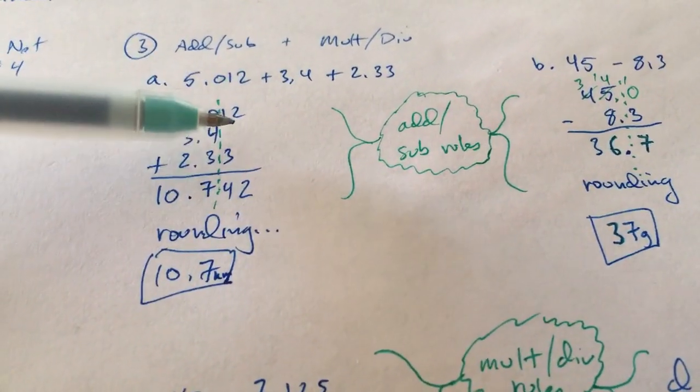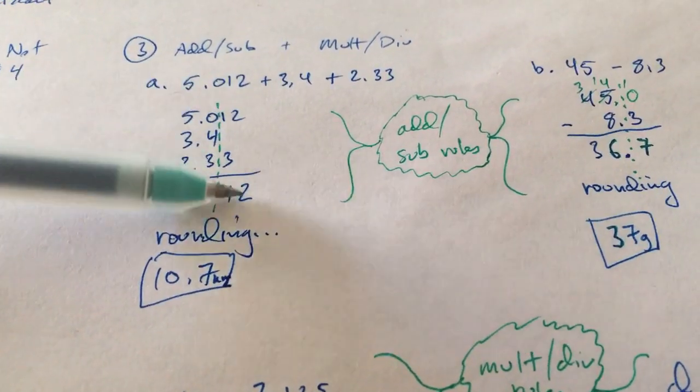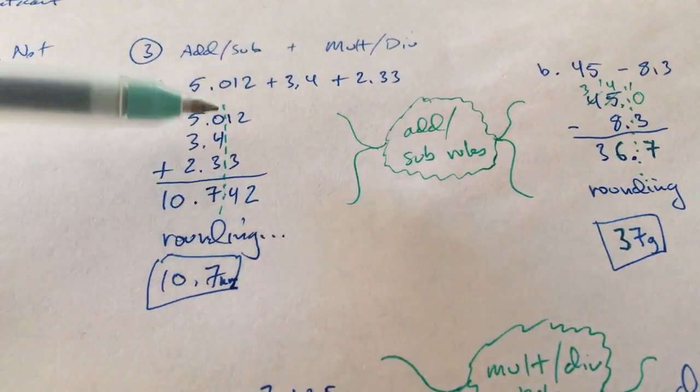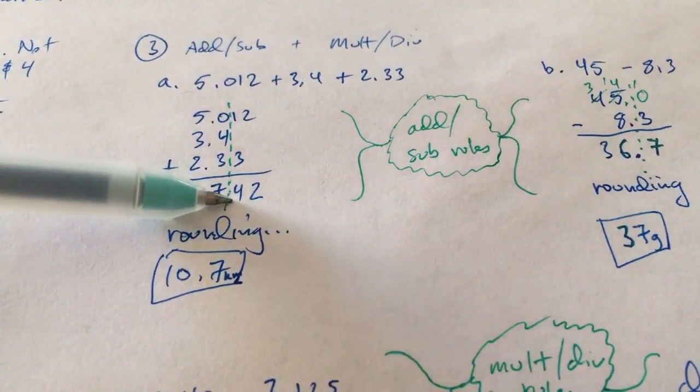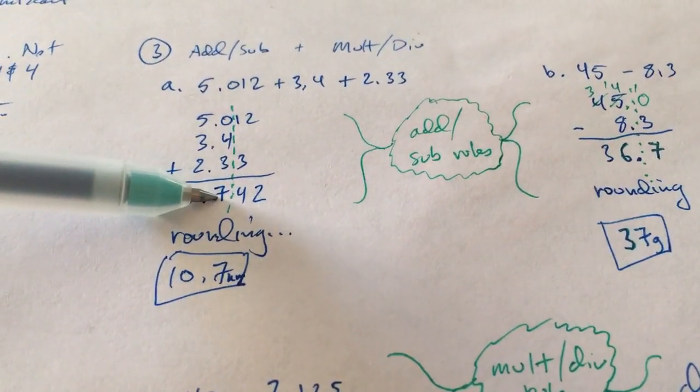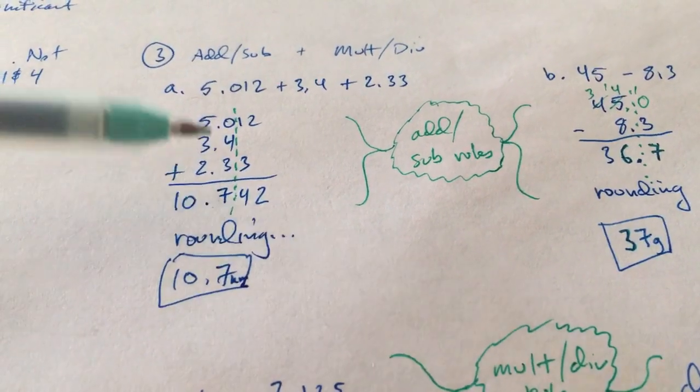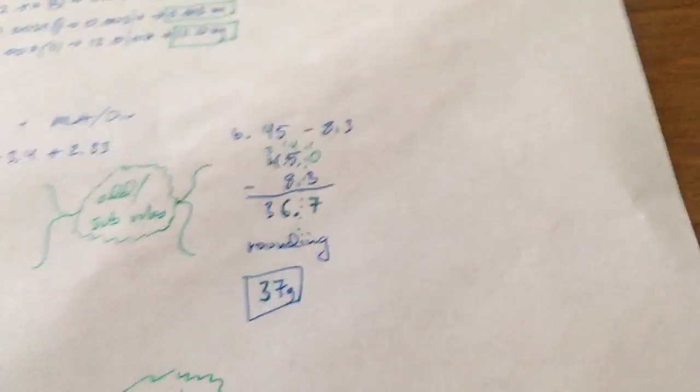I do the math normally. So the 2, I add it to nothing, to 1 plus 3, 4, 4 plus 3, 7, and then this is 10. And then I look here, and the 4 tells me to not round the 7 up, but just to stay. And so 10.7.